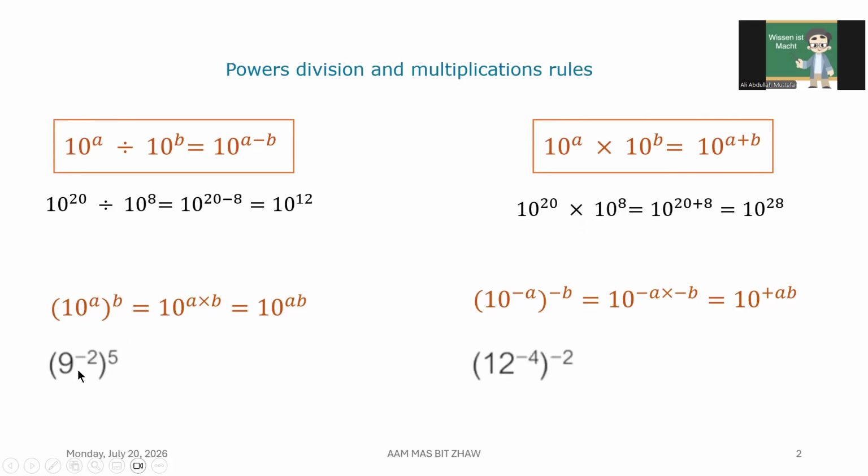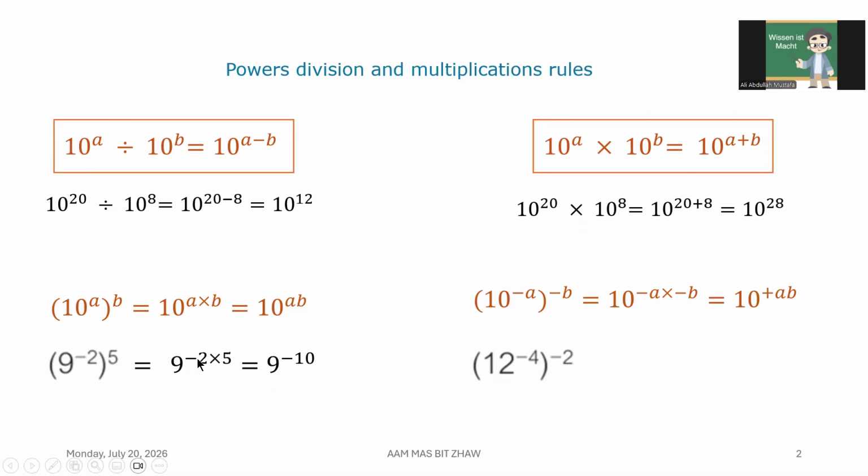This is an example. As I told you, it must not be 10. The base can be any number. The base is not so important, but I have a bracket between these two powers. One power is for the base number, and the other power is for the bracket. So the answer is going to be 9 to the power minus 2 times 5, according to this rule, A times B. So A and B represent the powers, and 10 is the base. So 9 multiplied by 2 times 5.